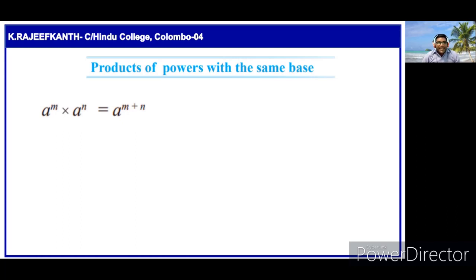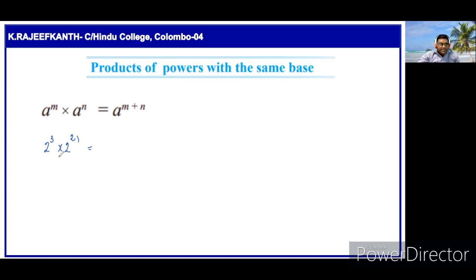a to the power of m times a to the power of n is equal to a to the power of m plus n. Here we will see an example. Here, 2 to the power of 3 times 2 to the power of 2. Here there are two powers with the same base 2. Now we are multiplying, so now we are going to multiply.